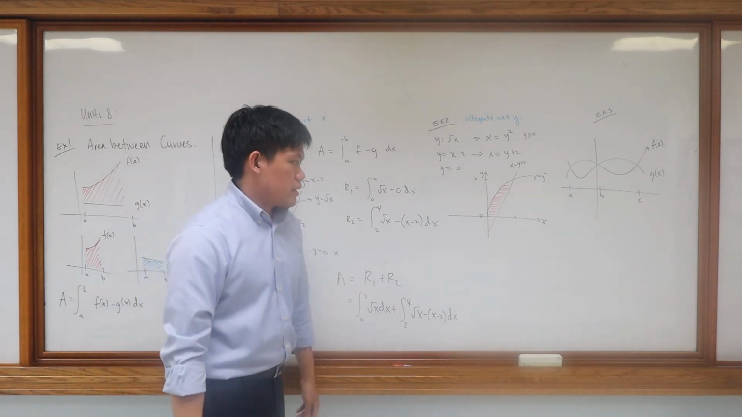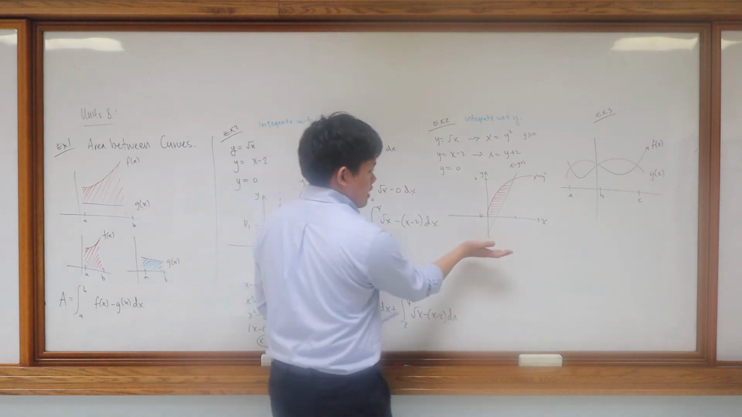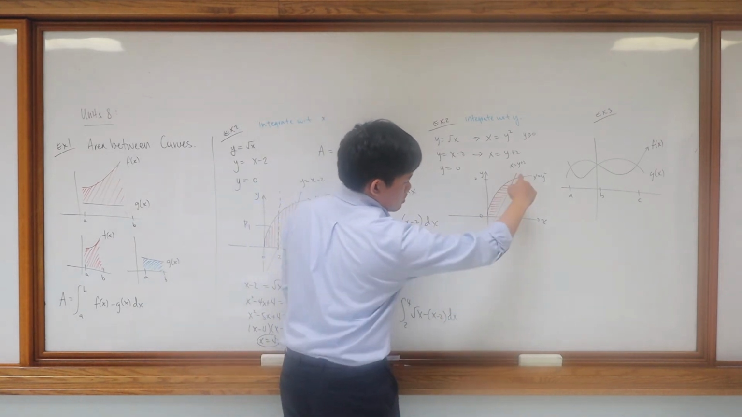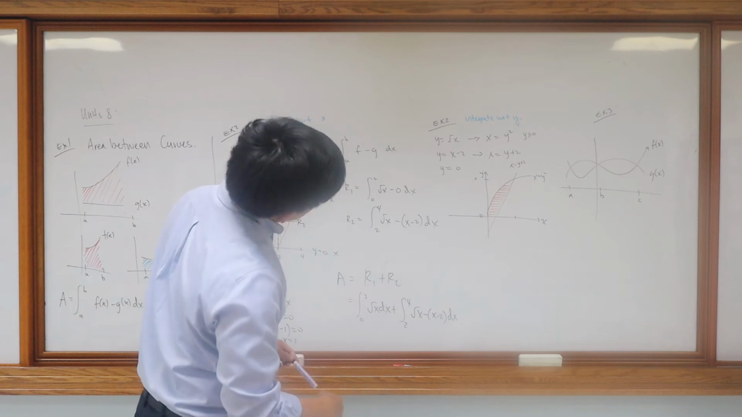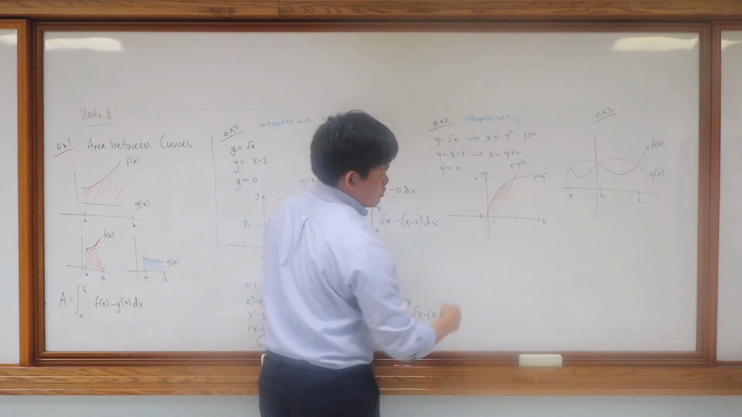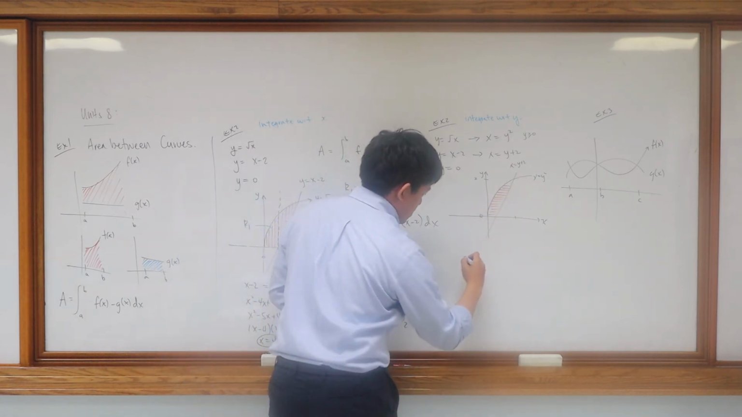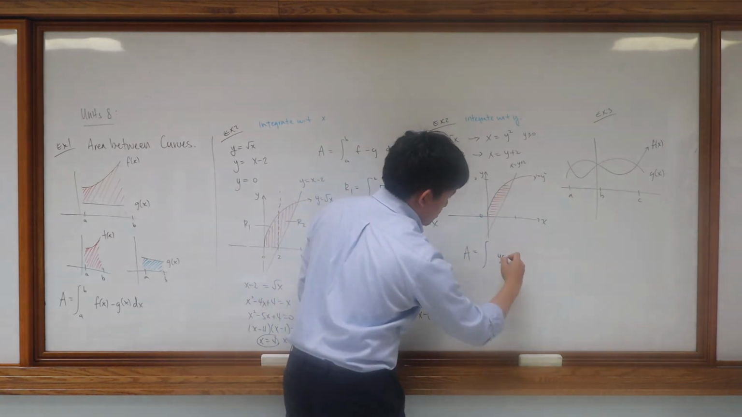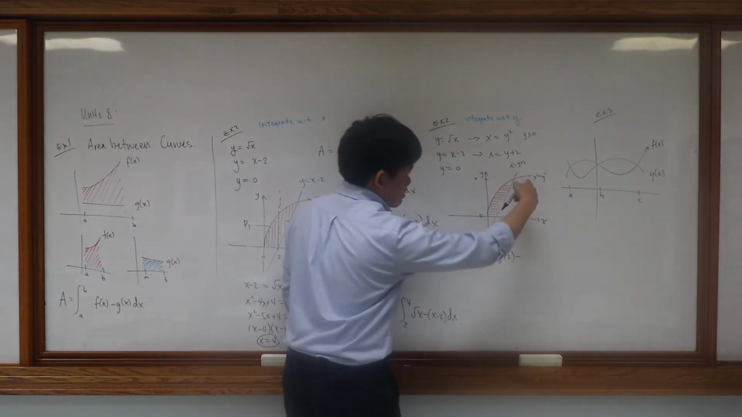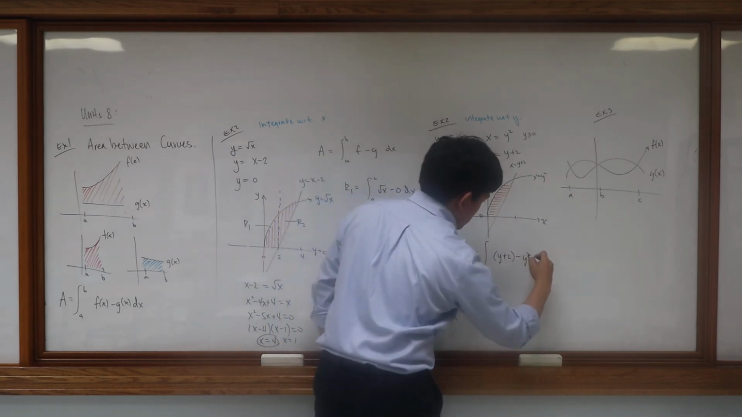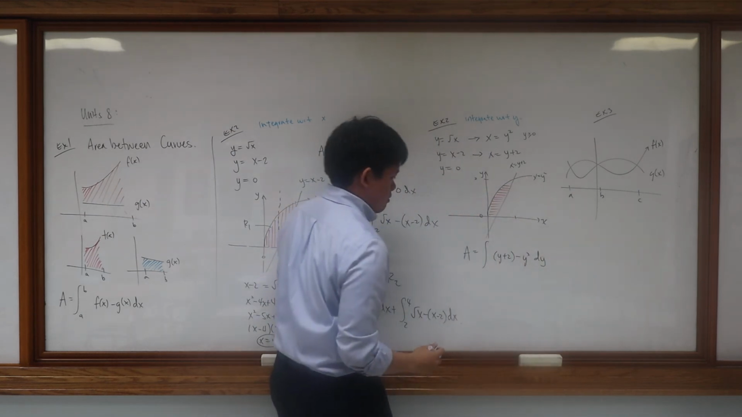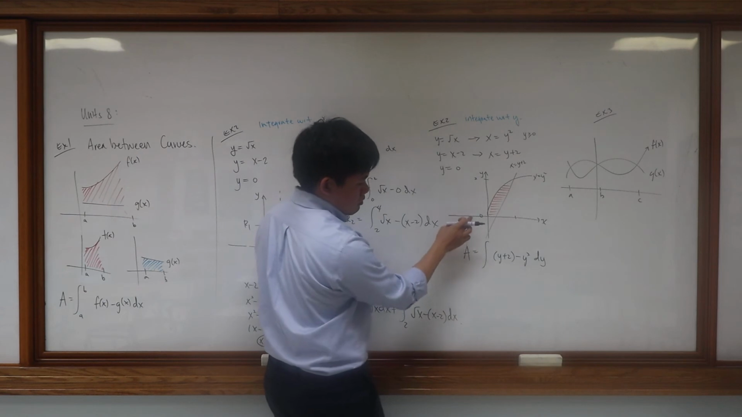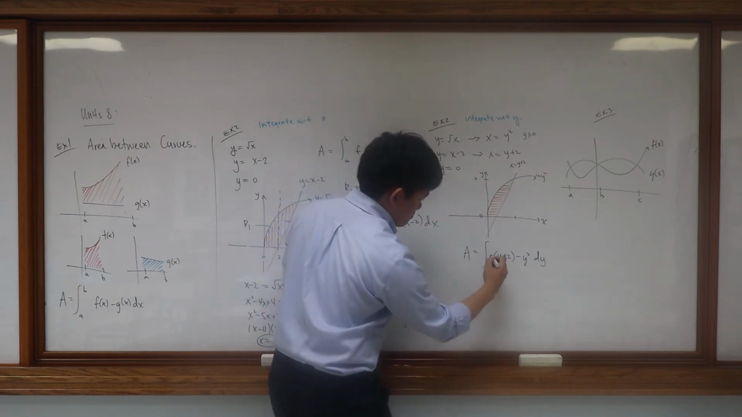Okay, let me just do this first. In that case, the area is bounded by this one and this one. As we said, turn your head 90 degrees to the right and determine which function is on top. In this case, the function on top is y plus 2. Subtract the bottom function, in this case y squared, dy, and look at my bounds. I'm going from the bottom to the top, so 0 to 2.